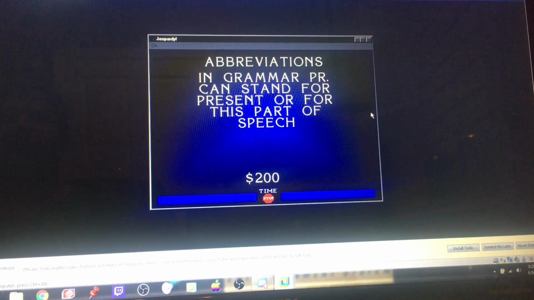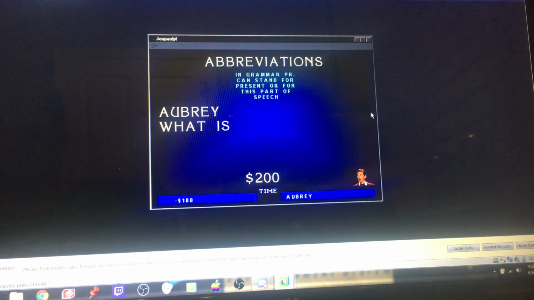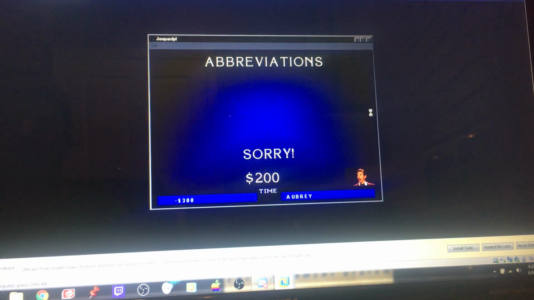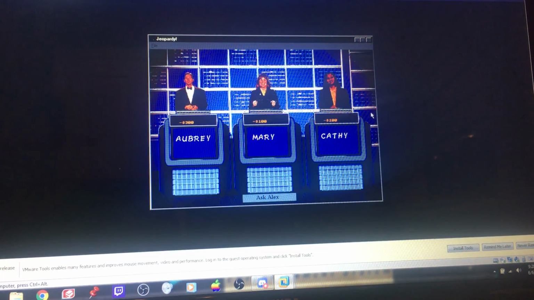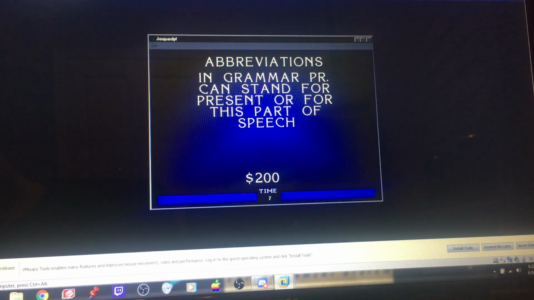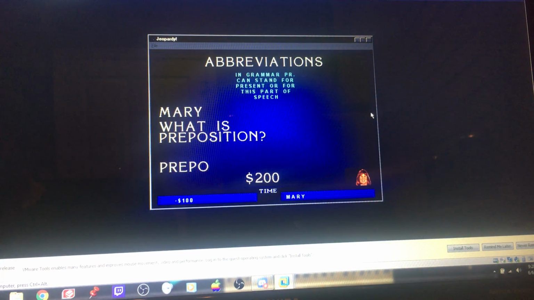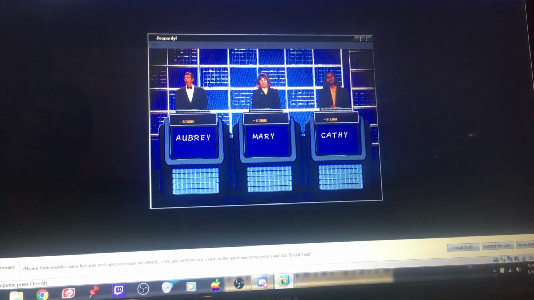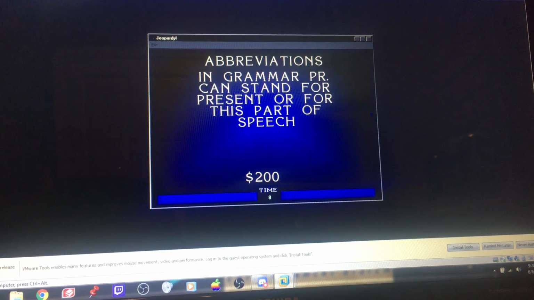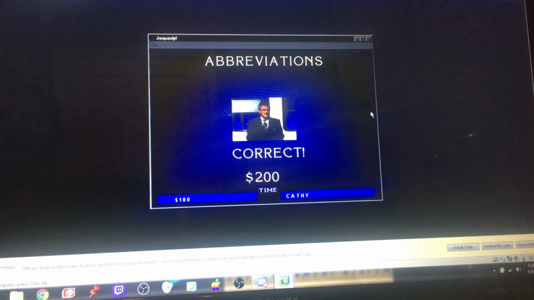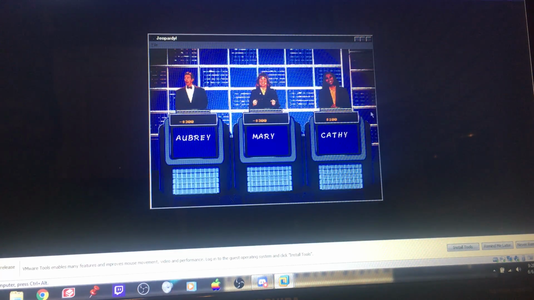In grammar, PR can stand for present or this or for this part of speech. What is a preposition? No, sorry. Or could it be pronoun? I said preposition. Gosh, that's wrong. Mary, were you not paying attention? Apparently she was not. Pronoun, yeah. You got it. Make another selection. So Kathy's out of the hole now.